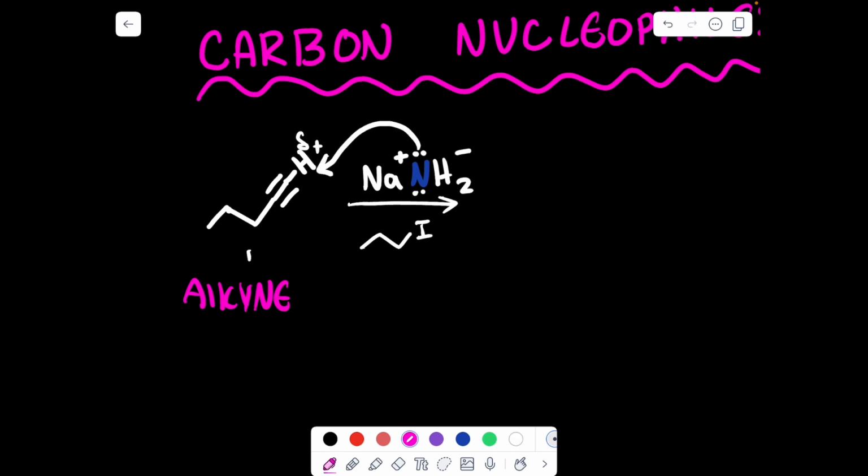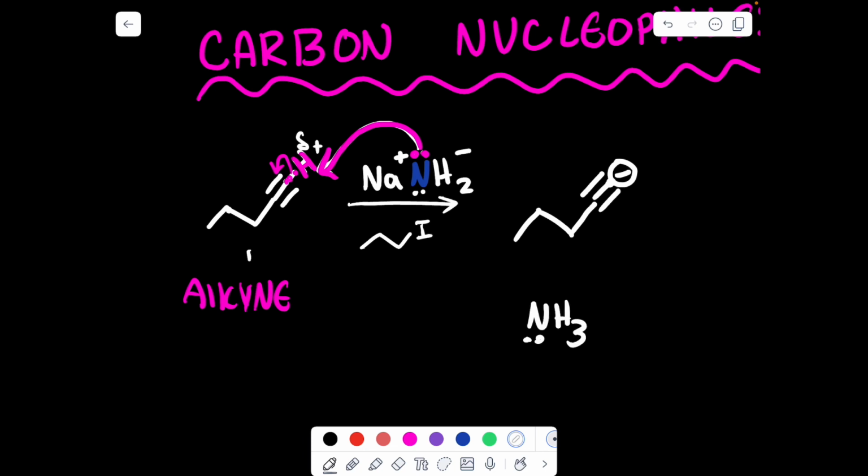I'll draw this arrow in a different color because every arrow we draw from a lone pair will become a new bond. H, and then the two electrons in this C-H bond will go up and onto this carbon at the end of the triple bond. So our product will look like this. We will have a negative charge on that terminal carbon.